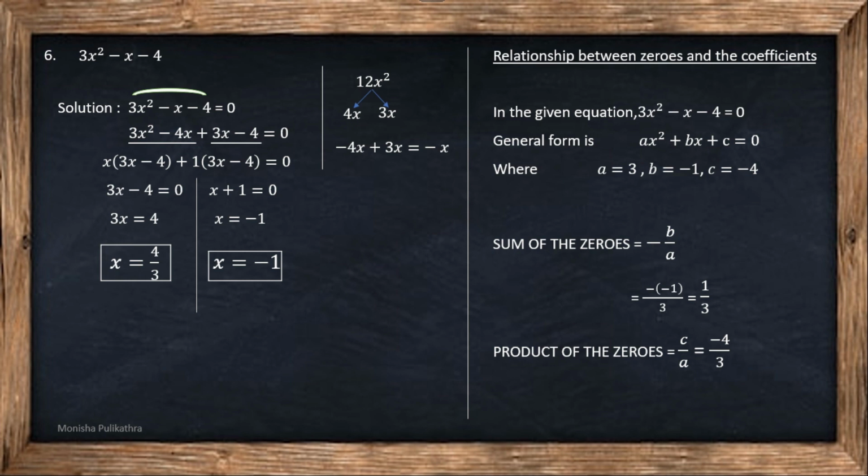There are only 6 problems here in the first part of the second exercise. I hope you understood the factorization section. It is very important from your examination point of view. You have to understand how the factorization has been done, how you have to split the terms, how you need to substitute it, and how you have to calculate the relationship between zeros and the coefficients. I hope you understood this part.